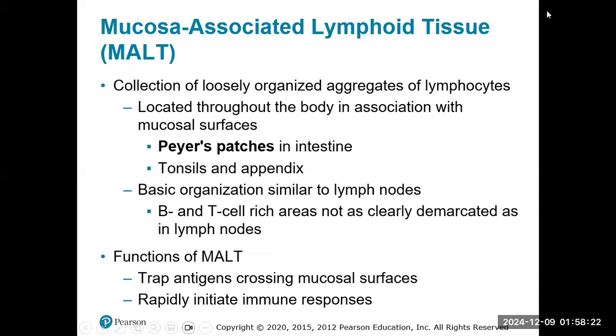And then we have our mucosal associated lymphoid tissue, or MALT, and it is located throughout mucosal surfaces in the body, like in the intestines, like the Peyer's patches, the tonsils, the appendix. There are some cells there that actually help with our immune response, and they can rapidly respond. It helps to trap antigens and keep them from crossing mucosal surfaces. And that's one of our protective mechanisms.